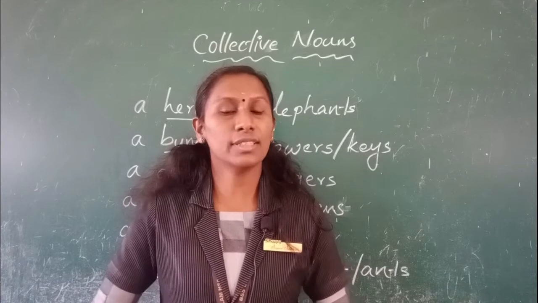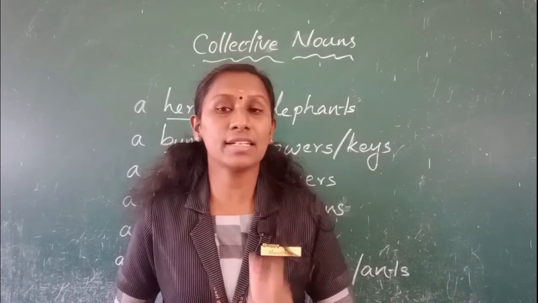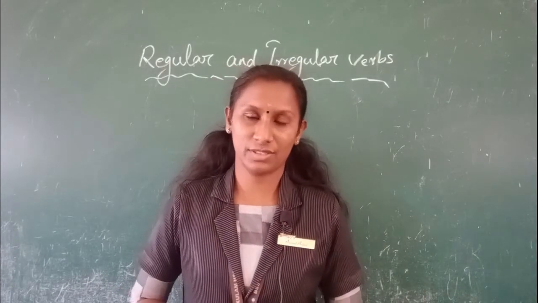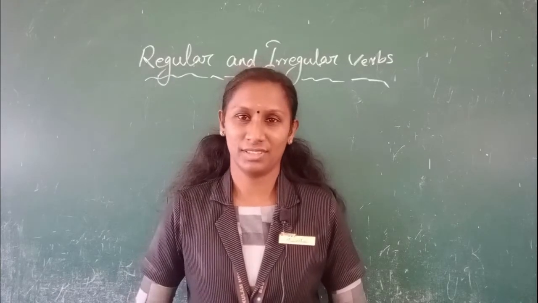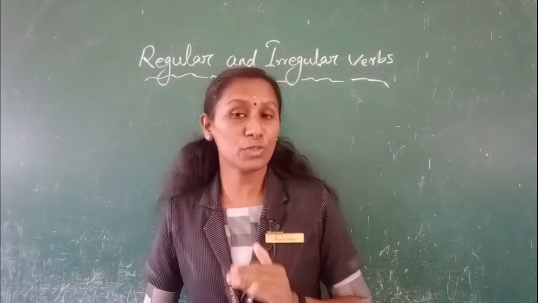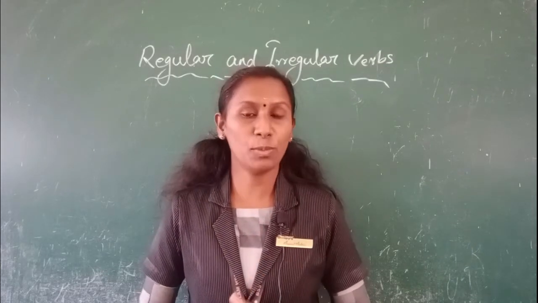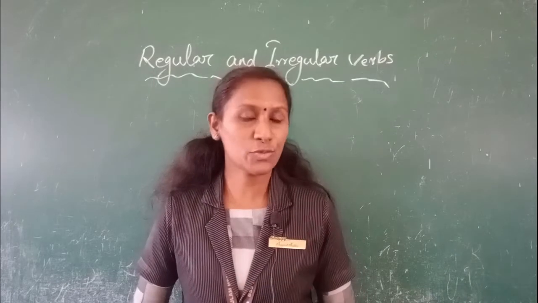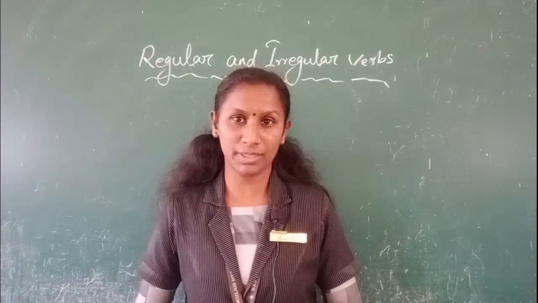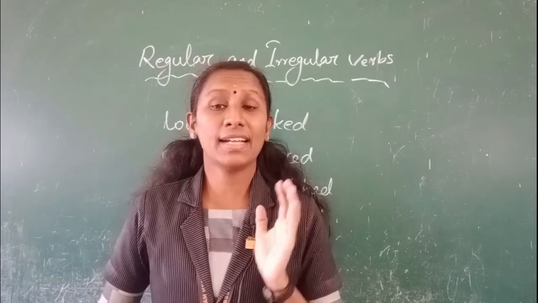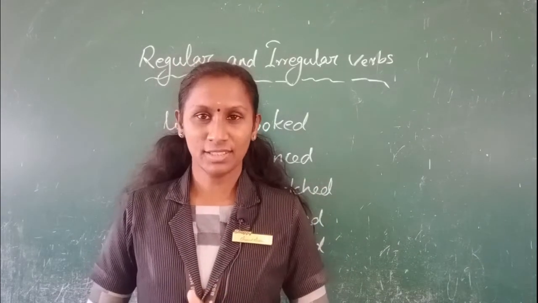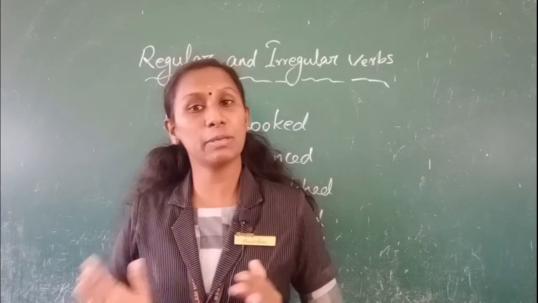Okay. Now the next topic is regular and irregular verbs. What is a verb? A verb is an action word, right? There are three forms of verb. Present form of the verb, that is V1, past form of the verb, that is V2, and past participle form of the verb, that is V3. Usually we add D or ED to change V1 into V2. That is, to change the present form of the verb into the past form.